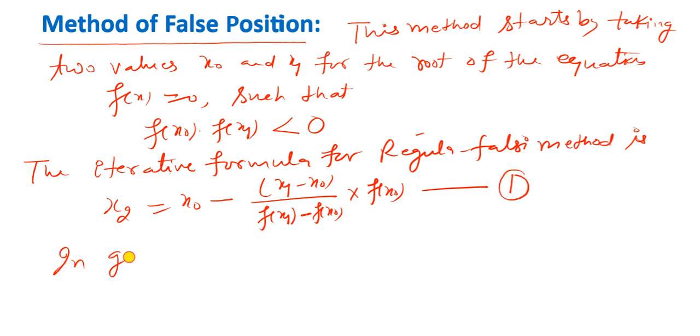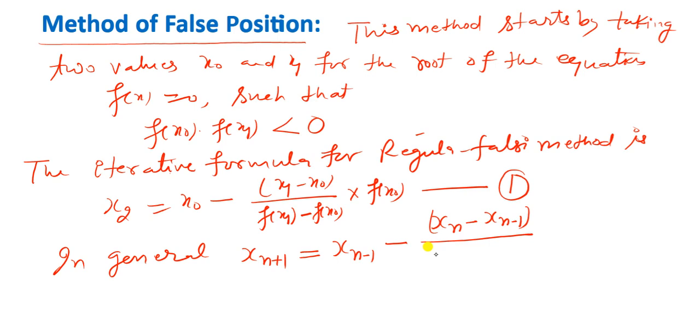In general, the n plus 1th approximation, that is x n plus 1, is equal to x n minus 1 minus (x n minus x n minus 1) divided by (f of x n minus f of x n minus 1) multiplied by f of x n minus 1.